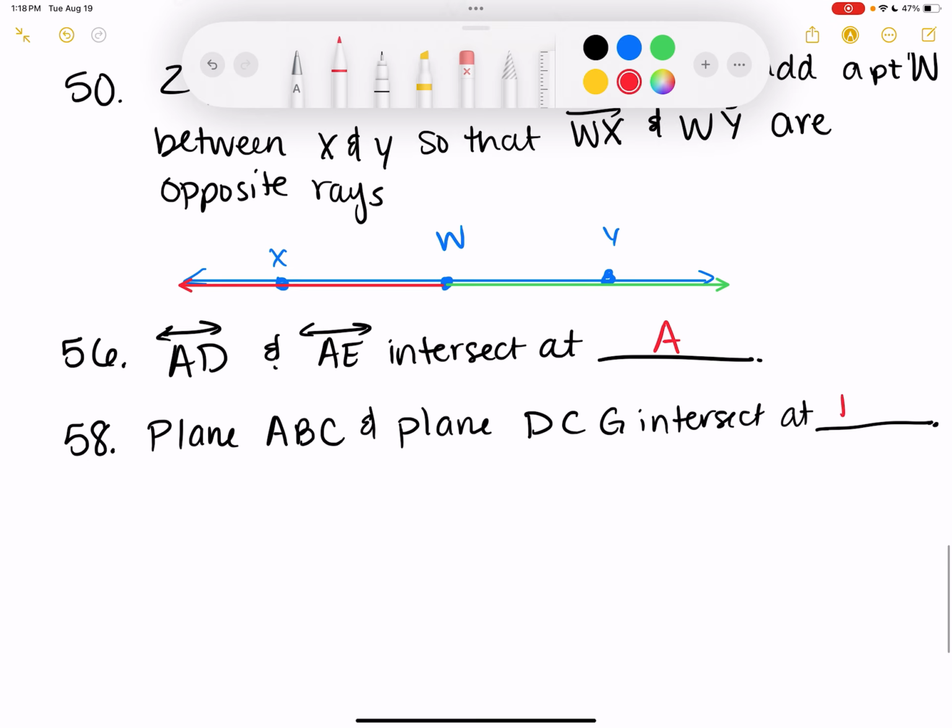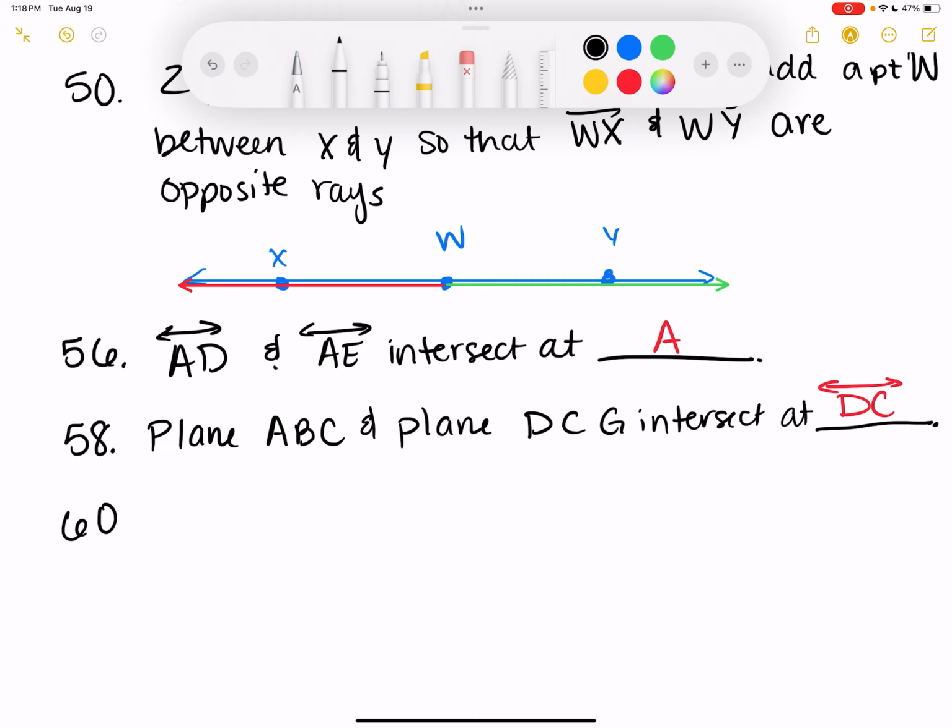If you say DC or CD, it doesn't matter. So pretty much wherever the picture's overlapping is going to be your answer to the question. If it's asking for a plane, it's going to intersect at a line. If it's giving you two lines, it's going to intersect at a point.